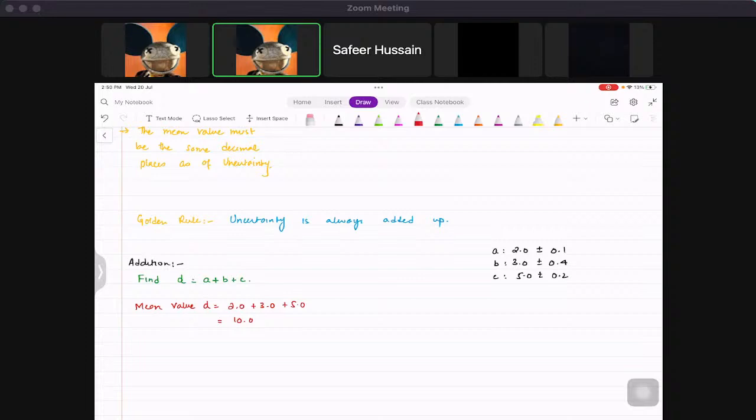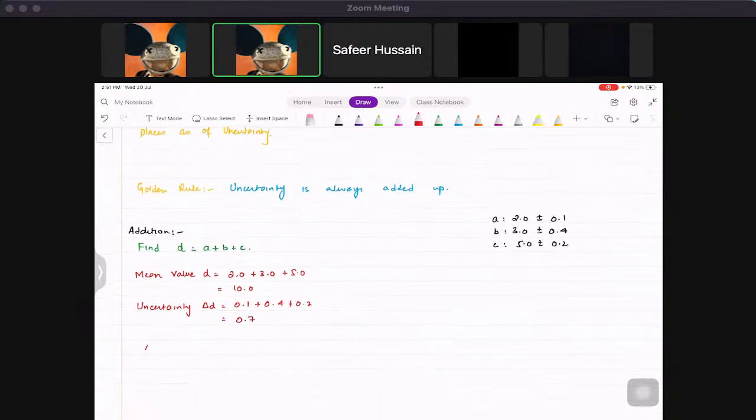Like I said, uncertainty is always added up. So the uncertainty in D, which is delta D, will be equal to 0.1 in A plus 0.4 in B plus 0.2 in C, which comes out to be 0.7. Then I'm going to write the answer. The answer would be 10.0 plus minus 0.7. Is it clear, everybody?